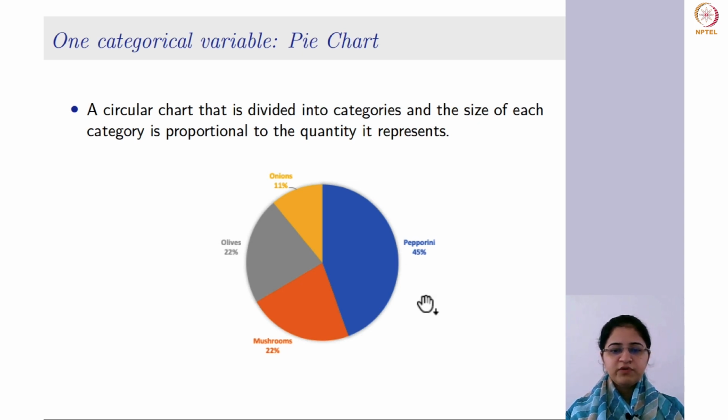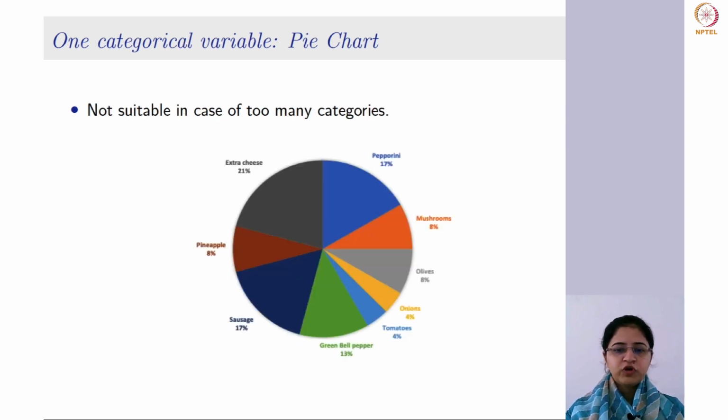Now, one more thing is that if you have more categories, suppose you do not have just these 4 categories for the pizza toppings, instead you add some more, suppose 5-6 additional toppings, and then you collect the data from your friends, then what you obtain is a chart looking like this.